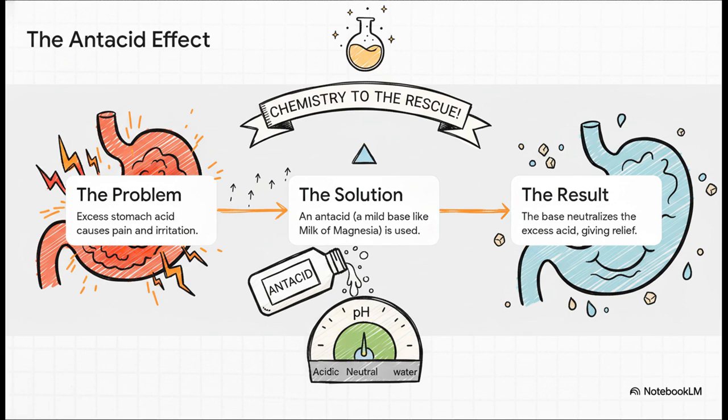And you've probably seen this in action without even realizing it. You get heartburn, right? That's because you have too much stomach acid. So you take an antacid, which is just a mild base, like milk of magnesia. That base goes in, neutralizes all that extra acid, turning it into harmless salt and water, and boom, you feel better. It's chemistry to the rescue.